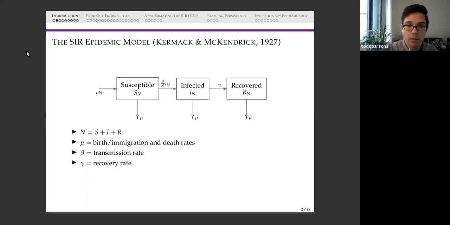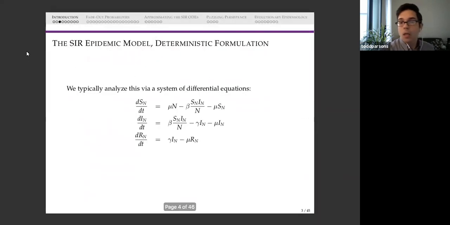Let's see here, next page. So what people typically do with these sorts of equations is they pass from this compartmental visual model to a deterministic ordinary differential equation formulation, which I've shown here. And essentially on each of those arrows, as I showed through the moving box, those are interpreted as rates of flow from one state to the next. And then we get this very simple ordinary differential equation.